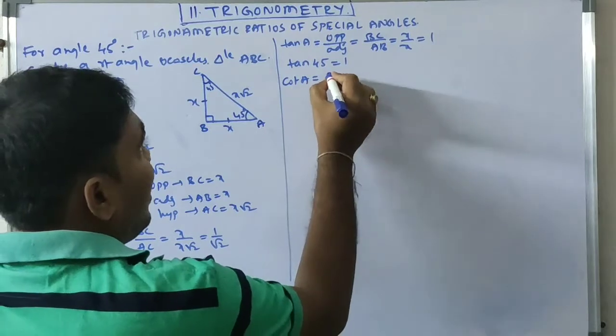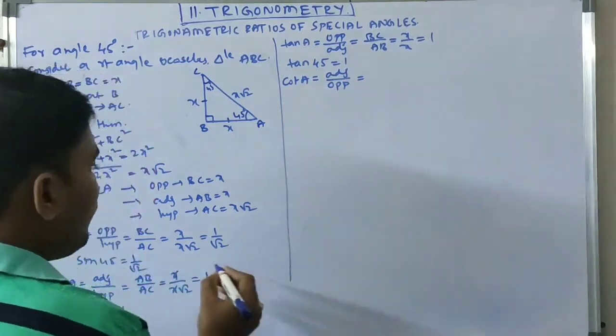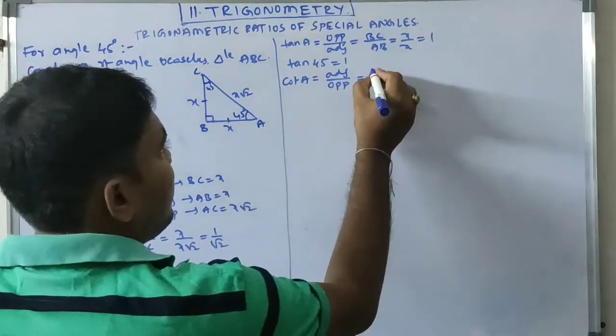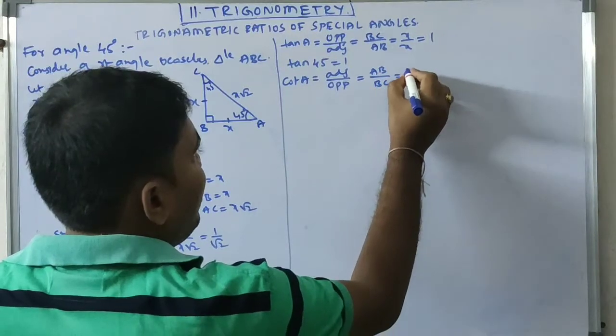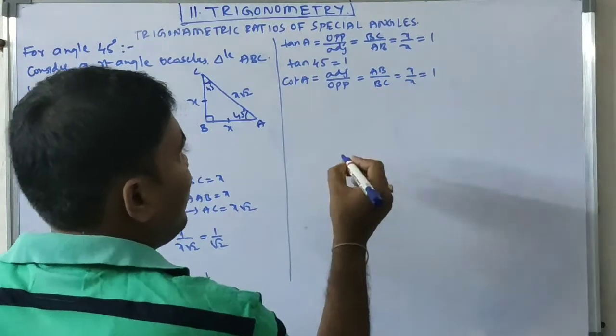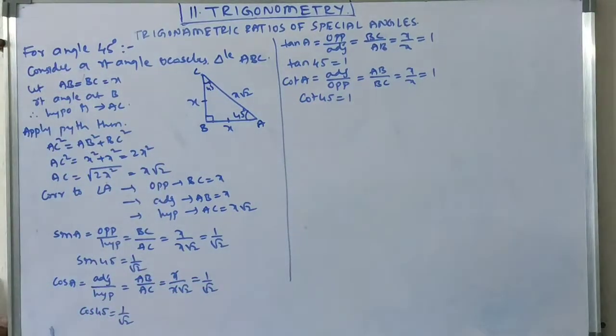Next, cot A. Cot A equals adjacent by opposite. What is adjacent? AB. Opposite is BC. Both AB and BC are equal to x, so x by x is 1. So cot 45 equals 1. So this is cot A.